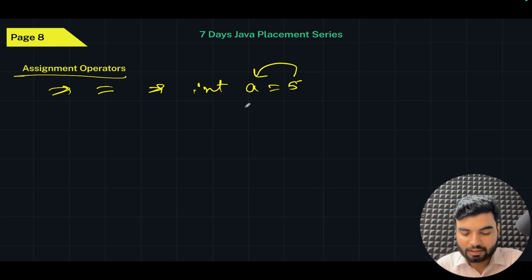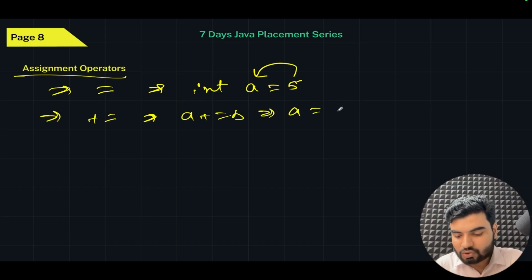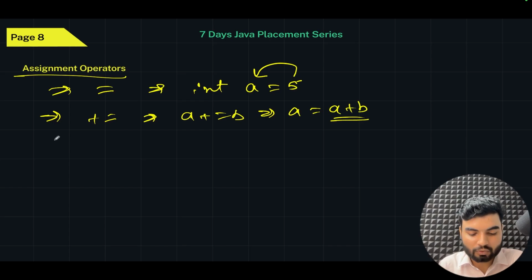That's the assignment. But also there are variations like plus equals to. What does it mean? If I write here a plus equals to b, the actual meaning of this is a equals to a plus b. That's the actual meaning. So first it will be solved, then it will come to here.